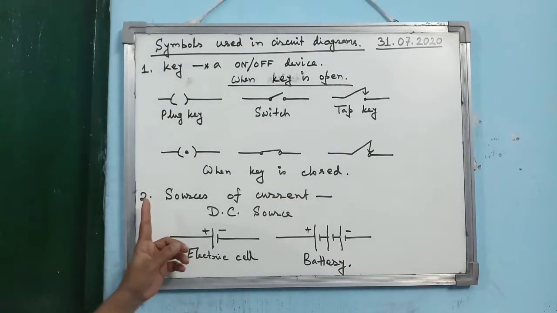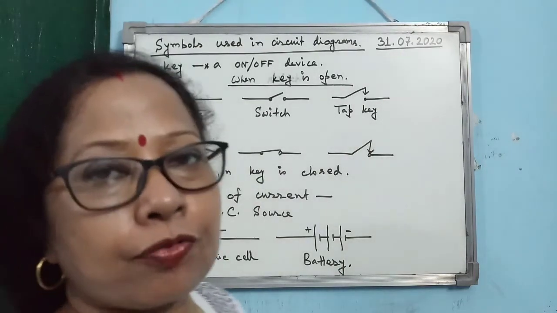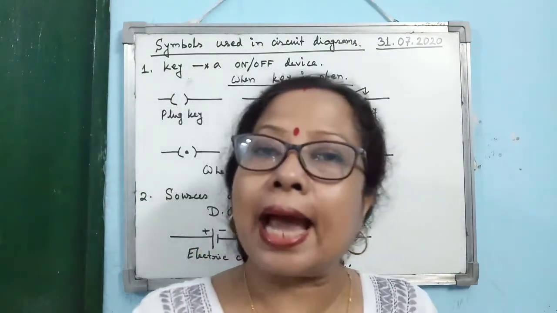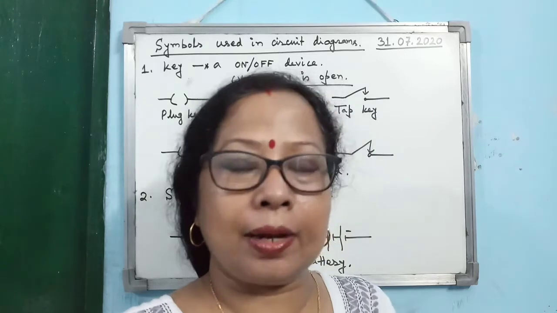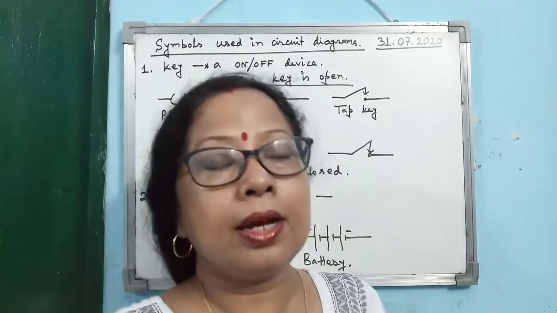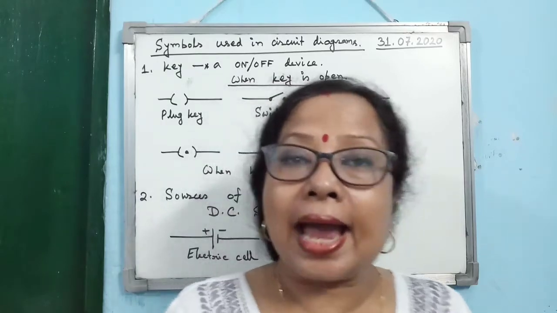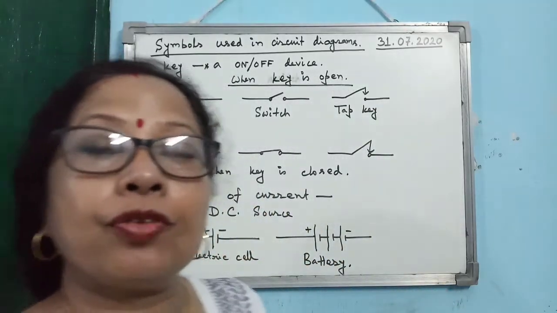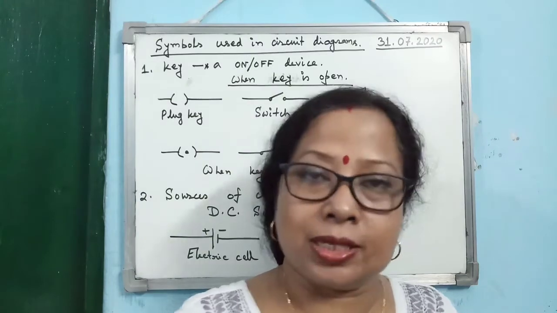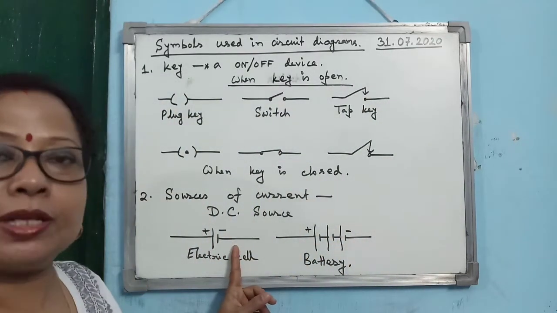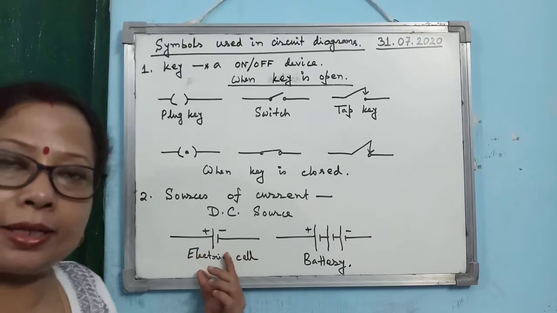Alright. The next point is sources of current. You know that we generally use two types of current, direct current and alternating current. In the previous video I already explained what direct current and alternating current are. Direct current we generally get from an electric cell and batteries. An electric cell means only one cell, that is, two electrodes within an electrolyte.